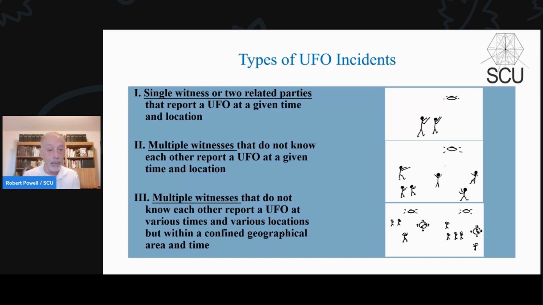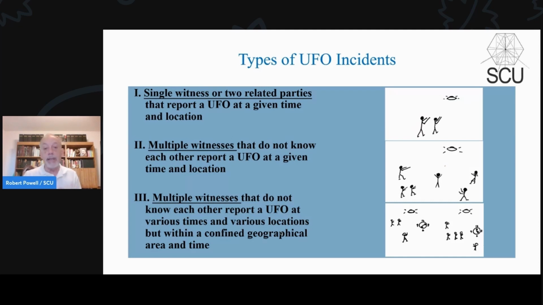Now, a little bit better report is what I call category 2. You have not only multiple witnesses, but the witnesses don't know each other. That's important because it helps eliminate prejudice from people talking to each other. So in this incident, you've got different people, but the UFO incident is still at a specific point in time in a specific geographic area.